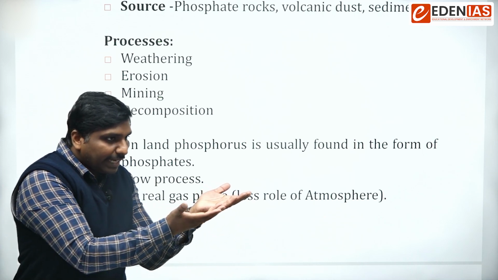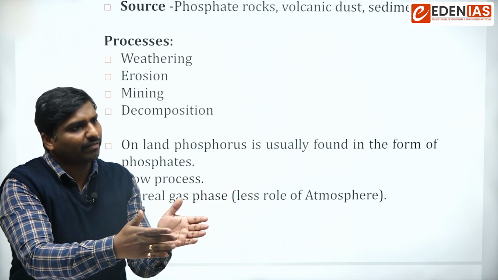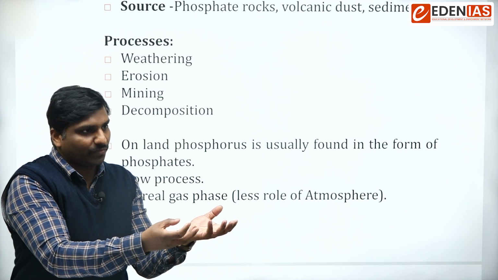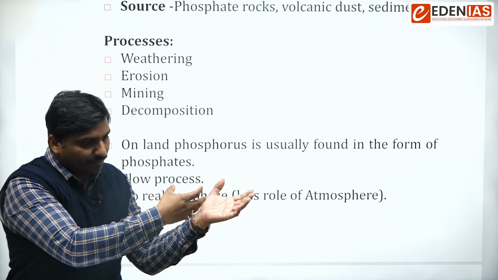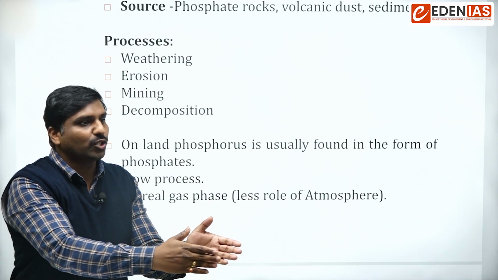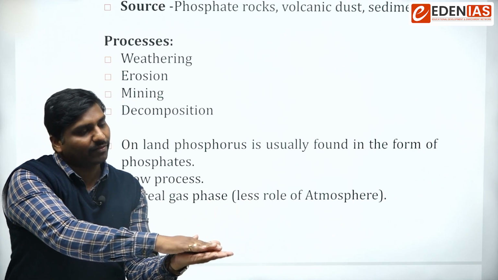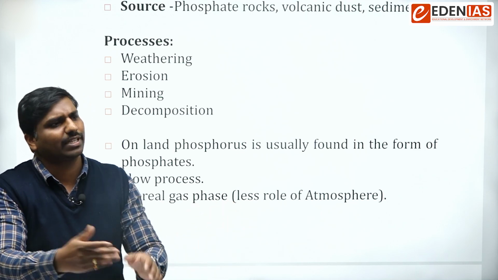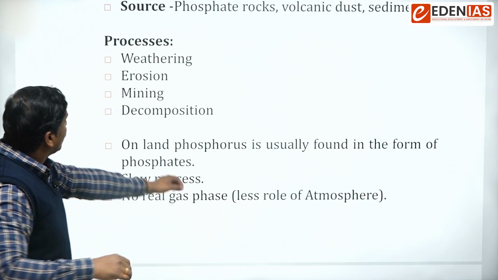Leaching means removal of the top layers of the soil. For example, if you flush water, obviously what will happen is that material will be carried away from one place to another place due to that force. That process is known as leaching. Washing away is nothing but leaching. So that is one thing.